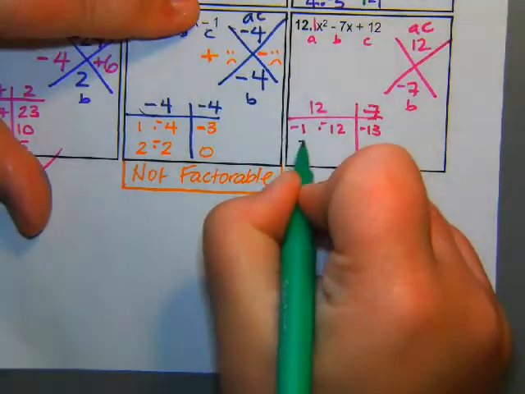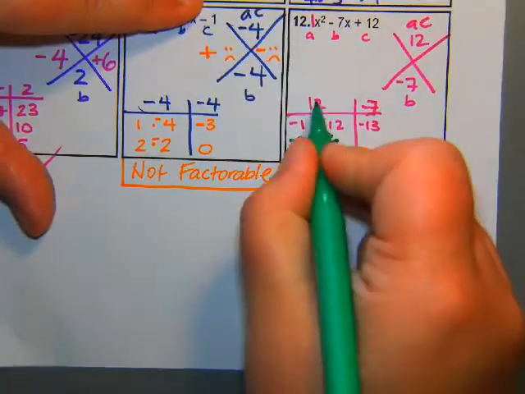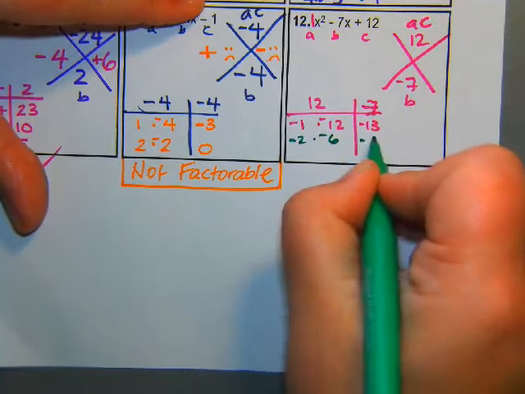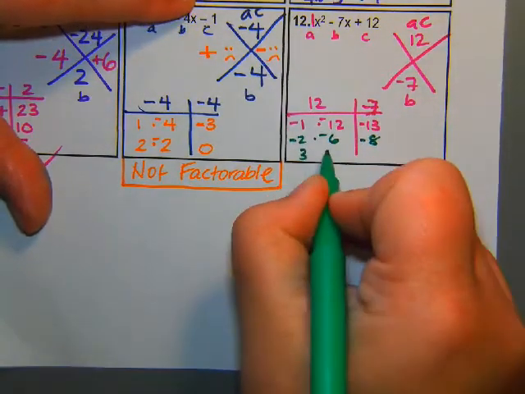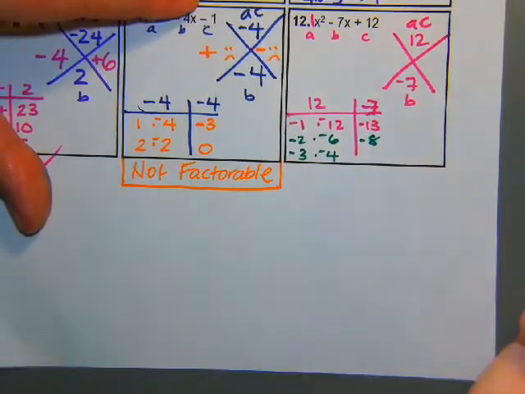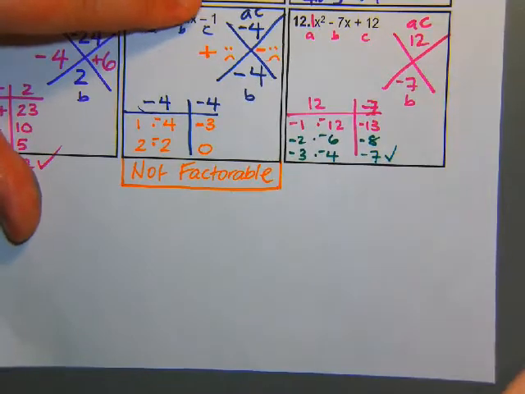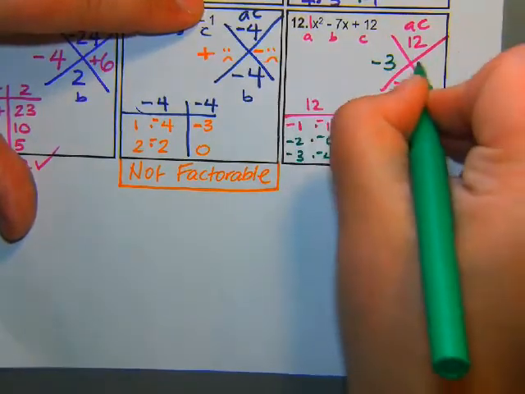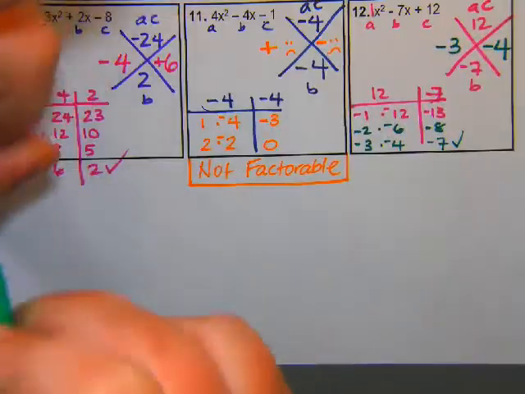What about 2 times 6? Both of those have to be negative because they multiply to a positive. When you add them, you get -8. Ooh, so close, but not quite. Let's try 3 times 4. Again, both have to be negative so that they'll add to a negative. Dun, dun, dun, dun, -7. So that means this one is factorable. 3 and -3 and -4.